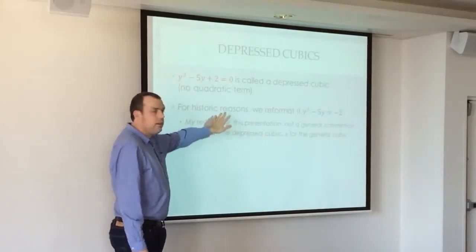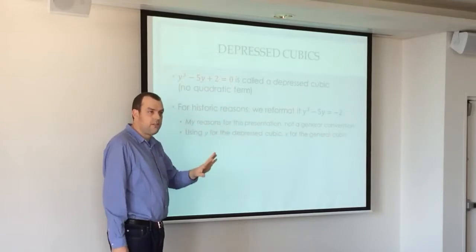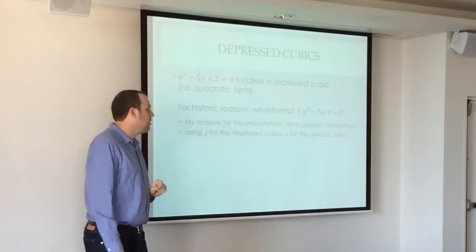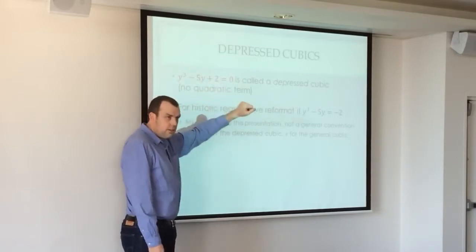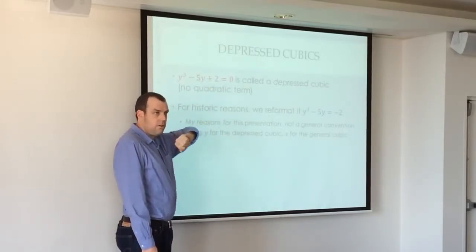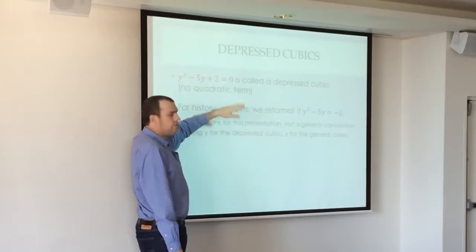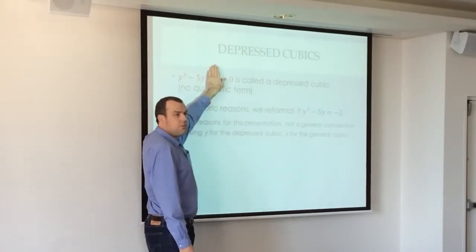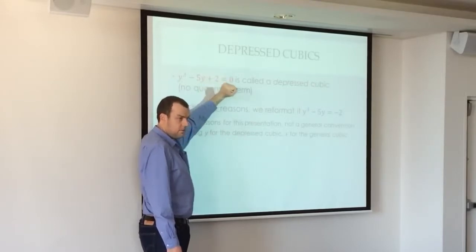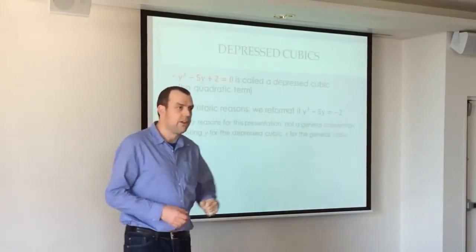I'm going to rewrite it in this form, put the constant on the right-hand side, because that's what the 16th century Italians did, because they couldn't write something like that because they didn't acknowledge negative numbers, right? So if they had it like that, then that would need to be a negative number, and they didn't like negative numbers.